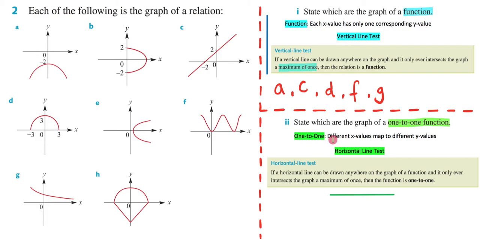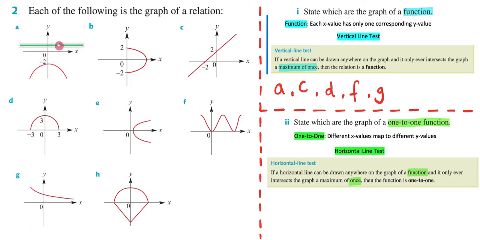Let's remind ourselves that for it to be one-to-one, it means different x values map to different y values. And to figure out whether something is a one-to-one function, I use the horizontal line test. Let's read the definition. It says, if a horizontal line can be drawn anywhere on the graph of a function, and it only ever intersects the graph a maximum of once, then the function is said to be one-to-one. Now, I stopped here and said function strangely because this is telling me that I only apply my horizontal line test for functions.